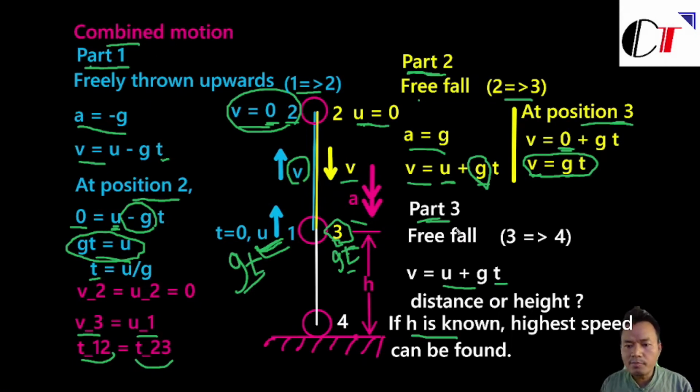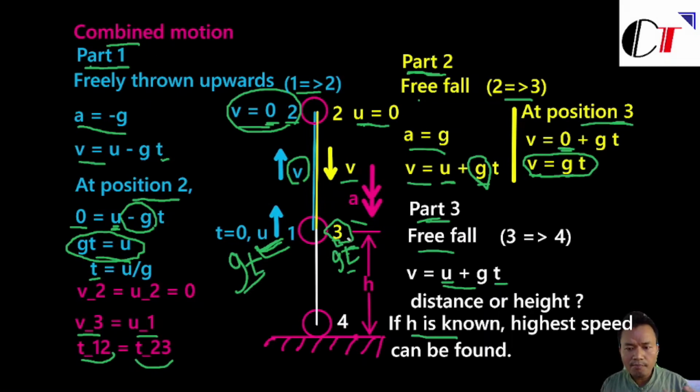So if you look at the part 3 motion, again of course it is free falling motion, and that's the reason you can use the formula v equals u plus gt. So you can find the speed at any time t, just substitute t here. Of course the initial speed is just the speed at position 3.